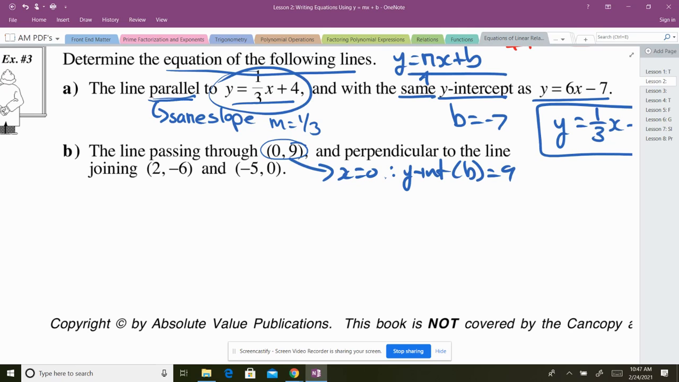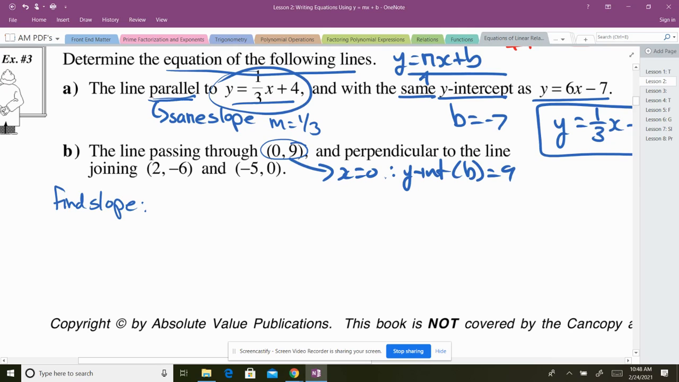So the key here is when you see the word perpendicular or parallel, it's talking about the slope. If you see perpendicular or parallel, it's like a big red light or somebody punching you in the face saying, find the slope. That's what it's saying. Now, find slope.